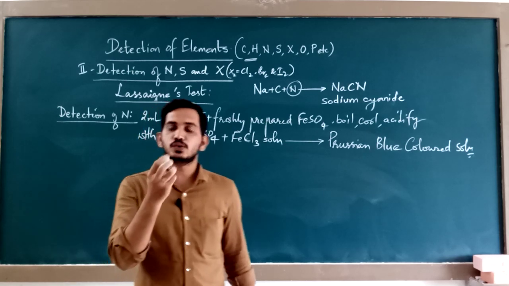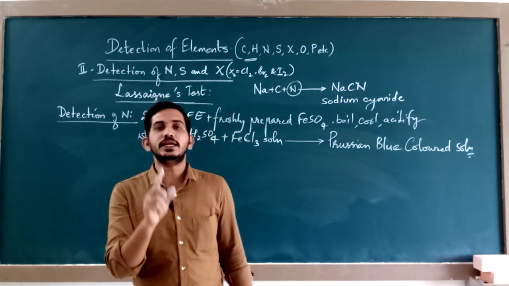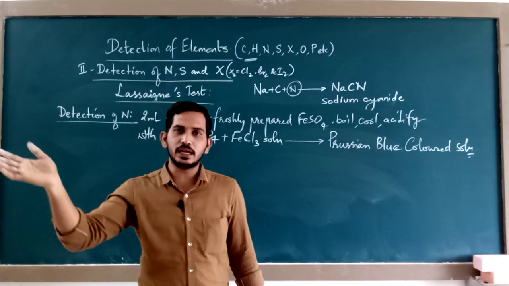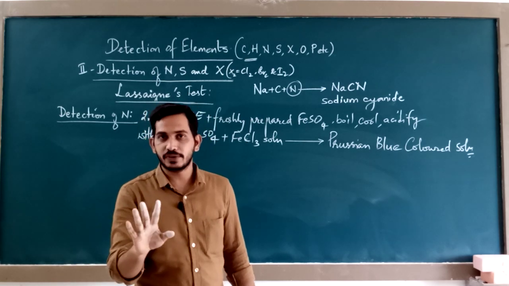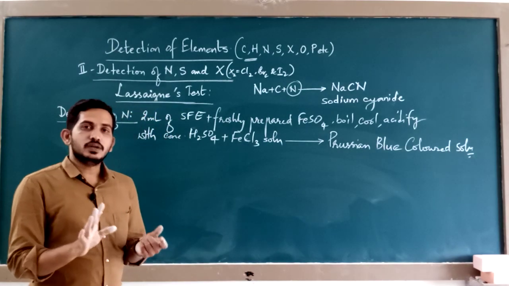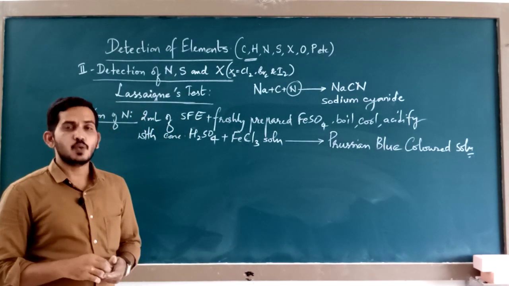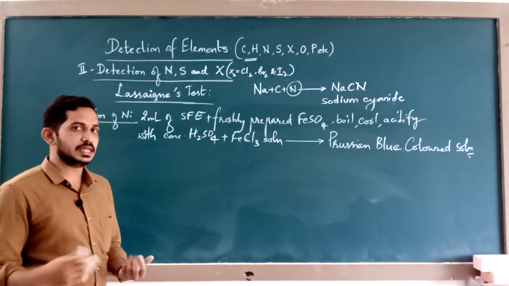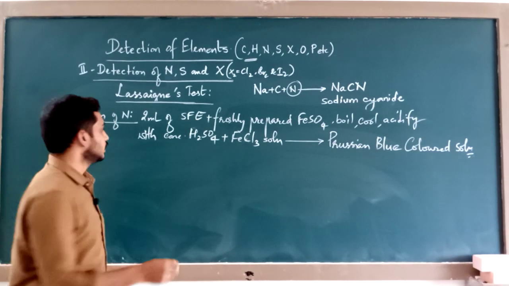If that colored solution is obtained in the test tube, it indicates nitrogen. If any other color is obtained, it is not nitrogen. Fine. Okay. This is the general principle of how detection of nitrogen works. What are the exact reactions that take place inside?